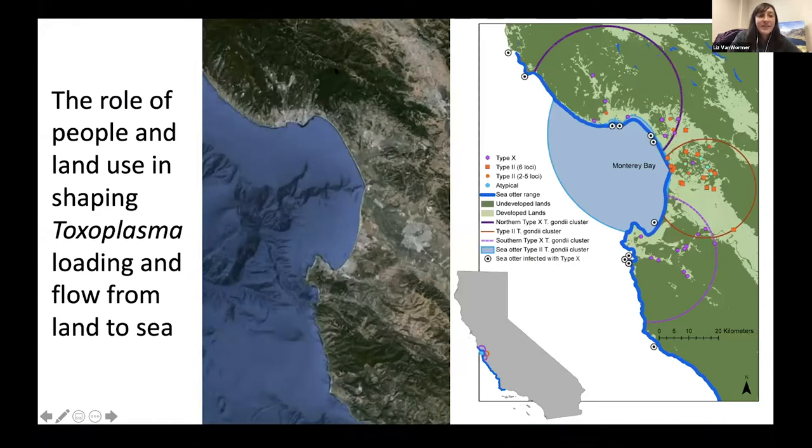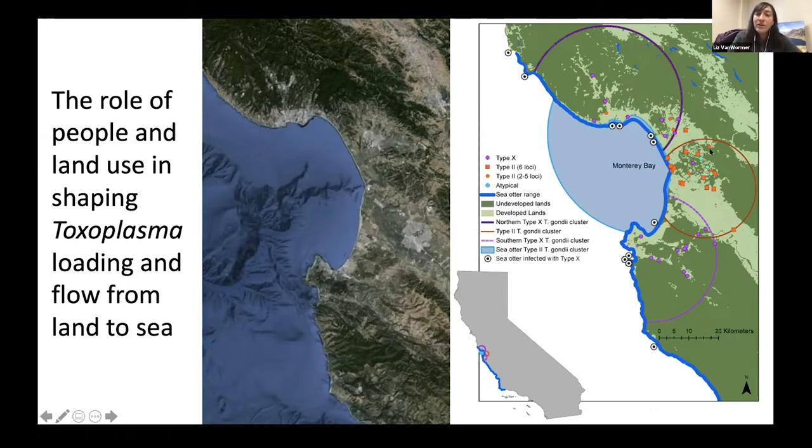So if we look at, this is Monterey Bay. It's a portion of the coast that we sampled where there are lots of sea otters, the big sea otter tourism industry. And there are areas of undeveloped forests. There are areas of more developed cities and agricultural lands. So it gives us a good comparison site. And when we look at what types of toxoplasma are present here, we see two kinds of cycles. So in the wildlands where we have wild felids like mountain lions and bobcats living, we see lots of type X, that type that's really common in sea otters.